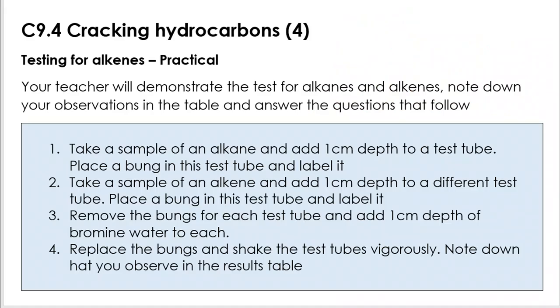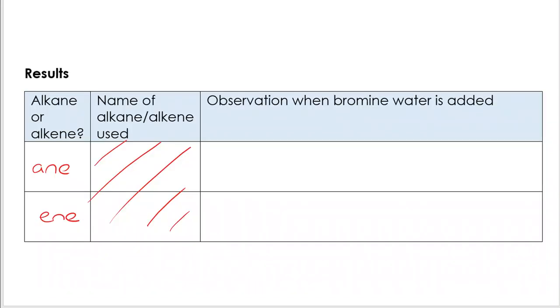Now, when you have cracked and you've made alkenes, we can test for those alkenes. It's an important test for you to be able to carry out and to remember the observations that you would make. So we take our sample of alkane or alkene and we add bromine water to it. We then shake and we note the observations in a results table. Now I've done a results table here. I've got alkane, alkene. Doesn't really matter which one we've used, but what would you observe? Can you remember?